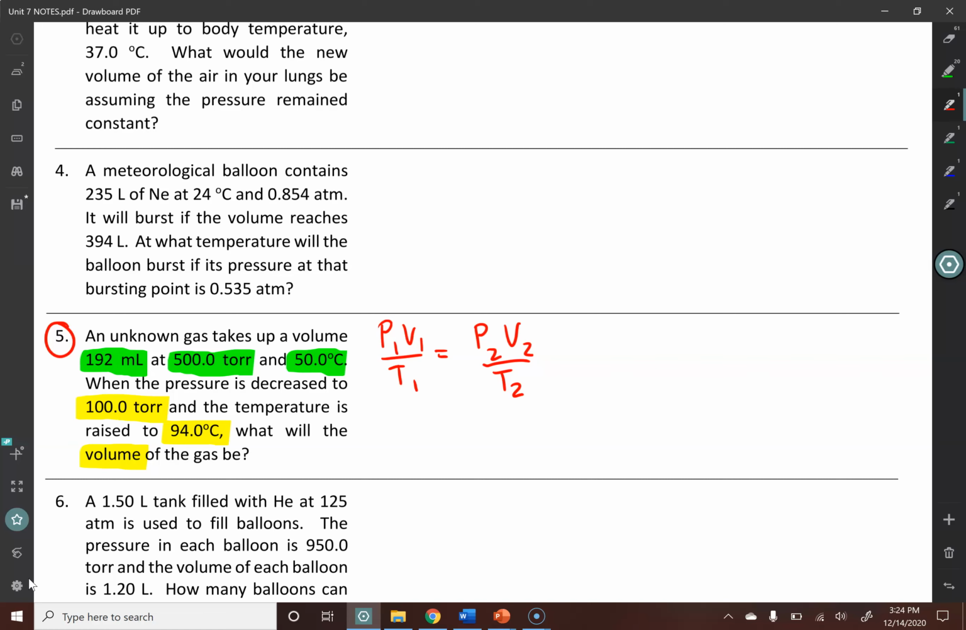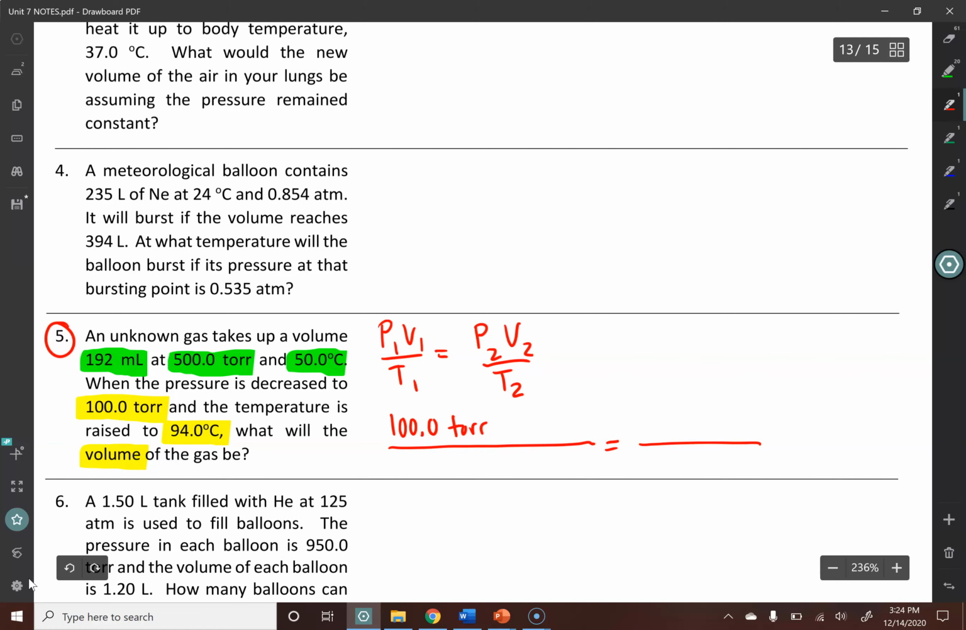All right, pressure, 500 torr initially, 100 torr in the final. We're in the same unit. These can be plugged in directly. Oops, that should be 500 initially. My mistake. Sorry. 100 torr. I've got volume, 192 milliliters. And I'm looking for the volume, so I'm just going to leave that as V2. I've got my temperatures. Great, they're in the same unit, so I can just plug in directly.